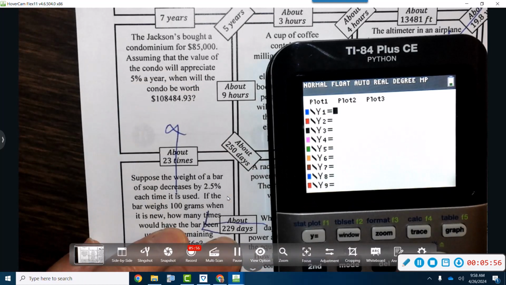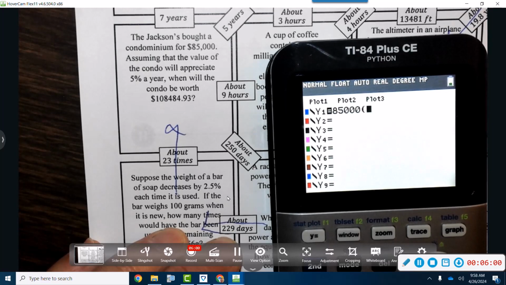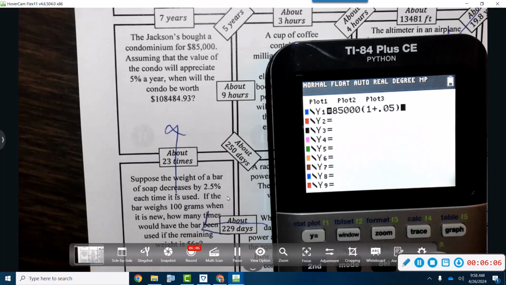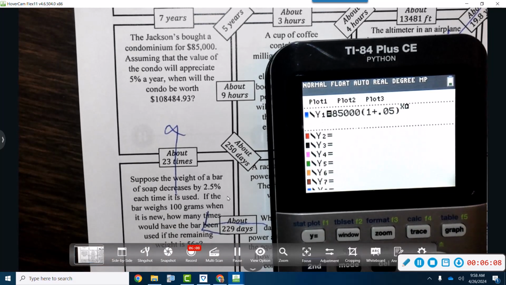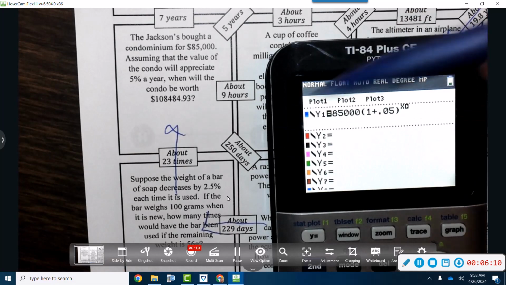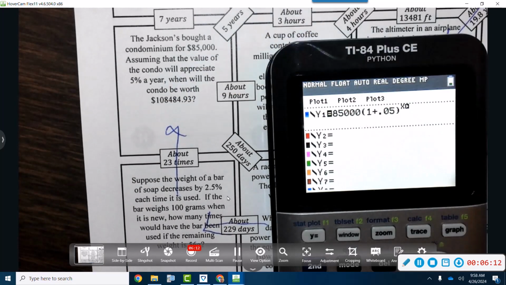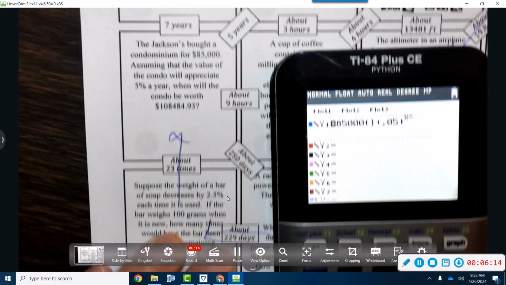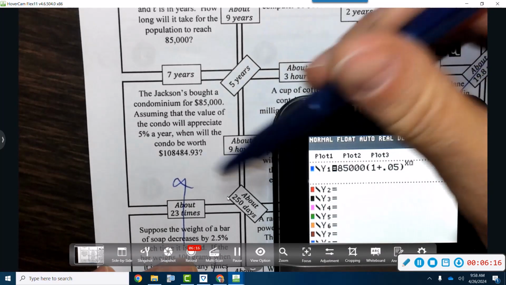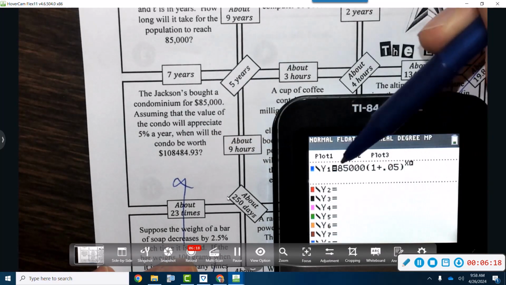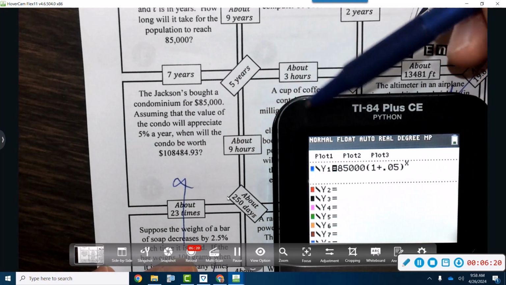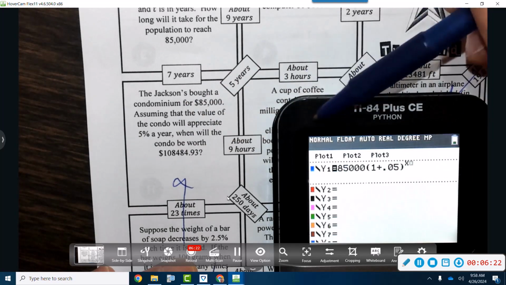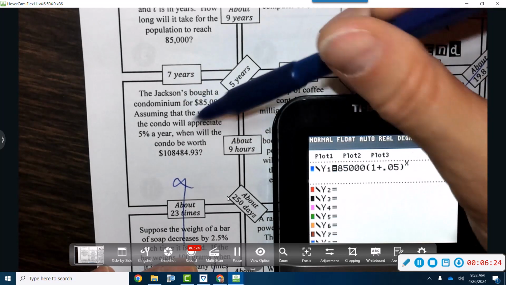So what we do then is we shift gears to 85,000, okay? Parentheses 1 plus 5%, okay? Then we're going to go ahead and raise it to the x power, and then there we're going to look at when is it going to equal that amount there, okay? So notice the difference. If you're dealing with price values, that's not actually a natural thing, okay? It's not a biological thing. It's a per year type thing.